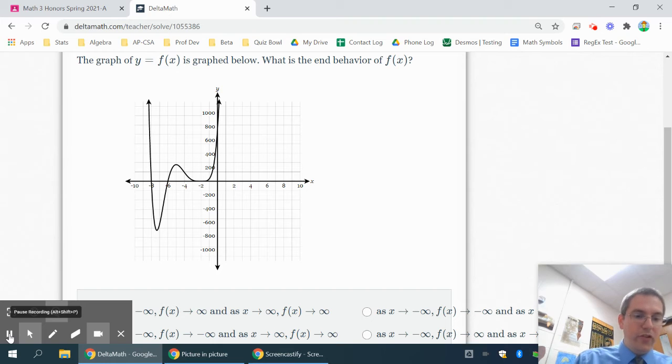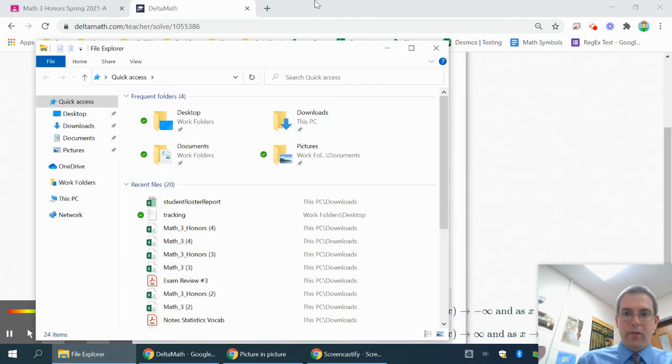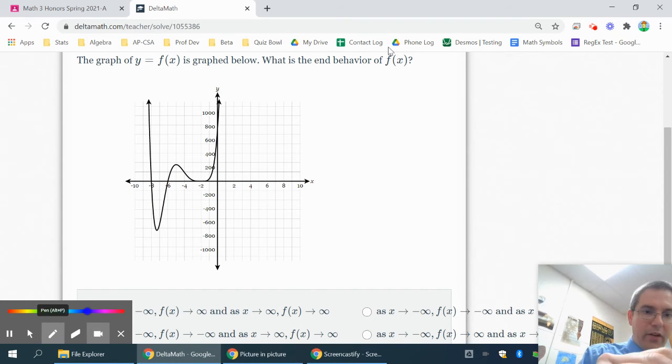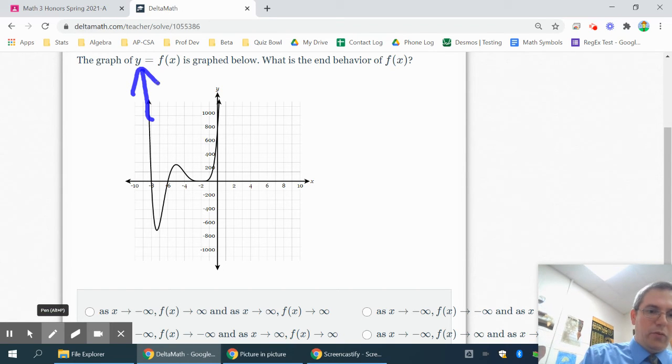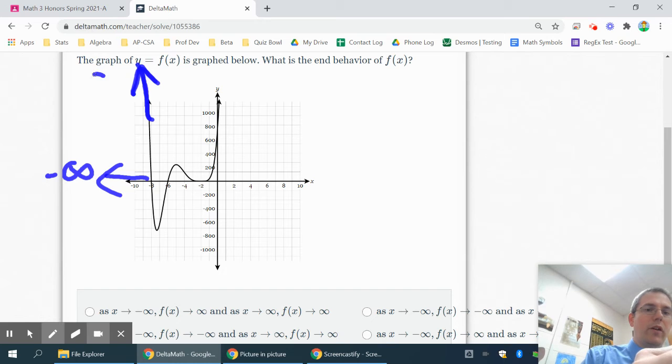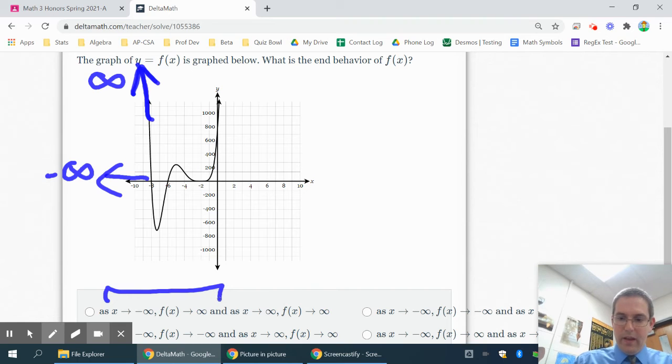Now, end behavior is just describing what happens at the ends of the graph where the x values get really, really big. So on this end of the graph, I can see that as x gets very negative, y is going off very positive. So this basically means x is going toward negative infinity and y is going up toward positive infinity. So I'm going to need an answer that says as x goes to negative infinity, y, or f of x, goes to positive infinity. So this is one possibility here. And this is another possibility here. So that's narrowed it down to 50-50 just on that.